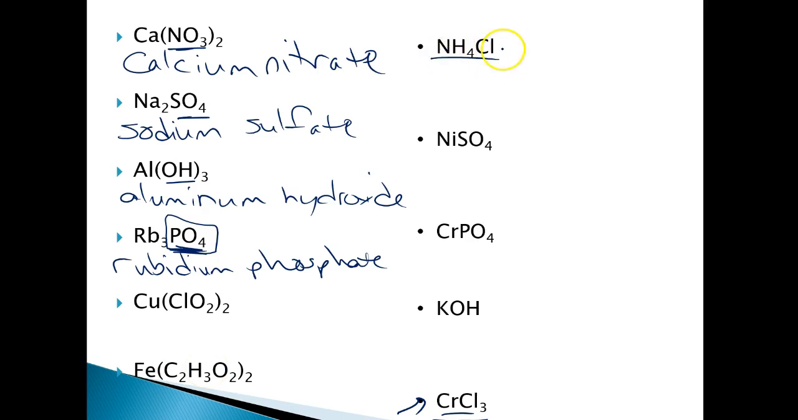Okay, so I'm looking at this one. I see 3 capital letters. And I notice that NH4 is on my chart. Unlike the calcium, sodium, aluminum, rubidium, NH4 is on my chart. That means it's my polyatomic ion. That means Cl is not, and it comes from chlorine. Drop the ion and add IDE.